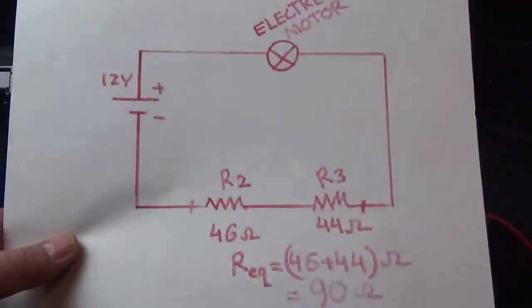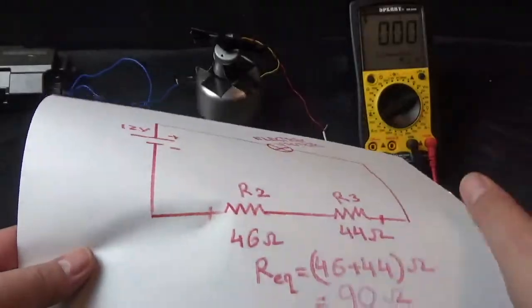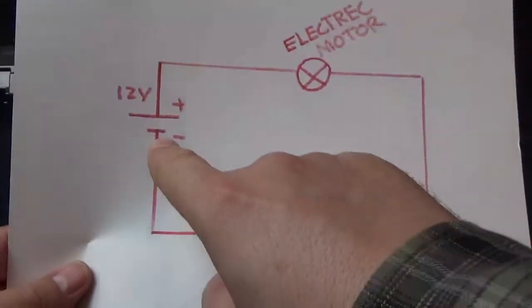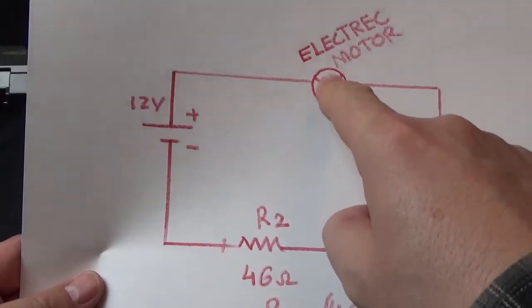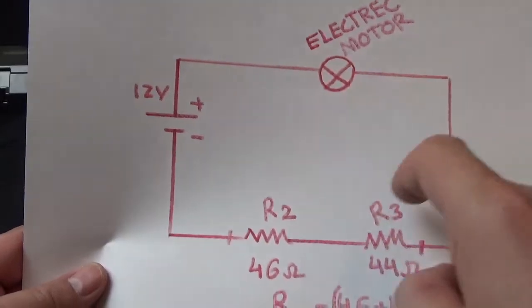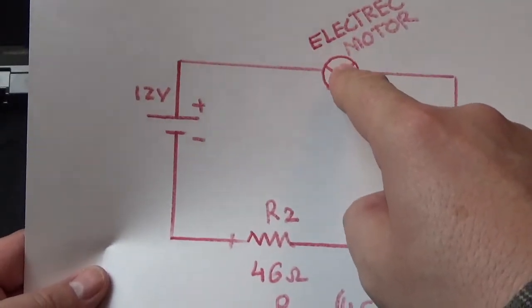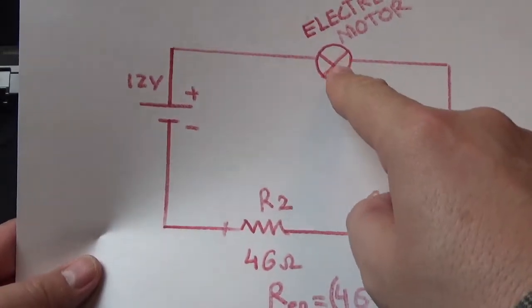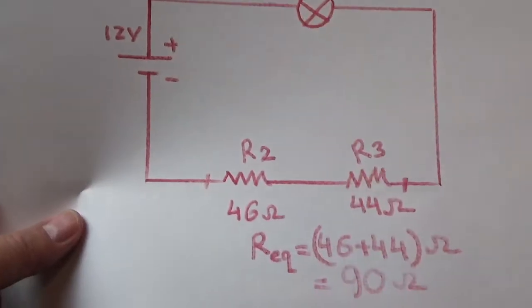What we have here is the power supply, which is 12 volt DC. Here we have an electric motor. This electric motor will tell us that electricity goes through this circuit. This is the job of the electric motor here, because I don't have a bulb. That's why I use this electric motor.